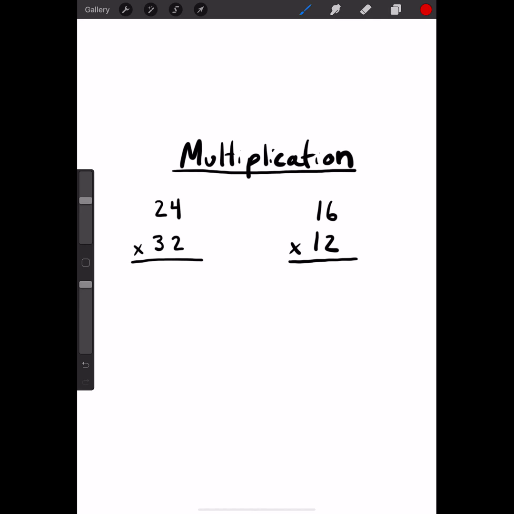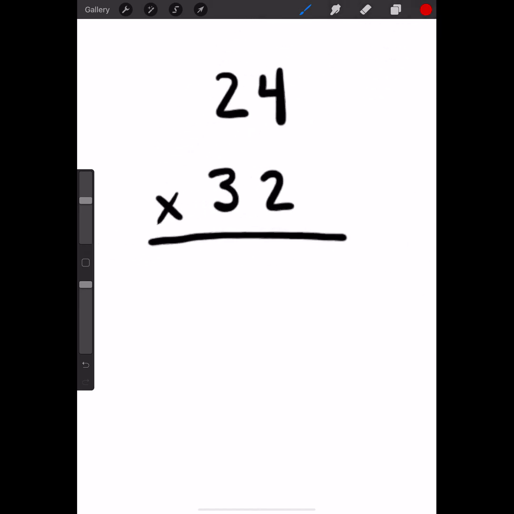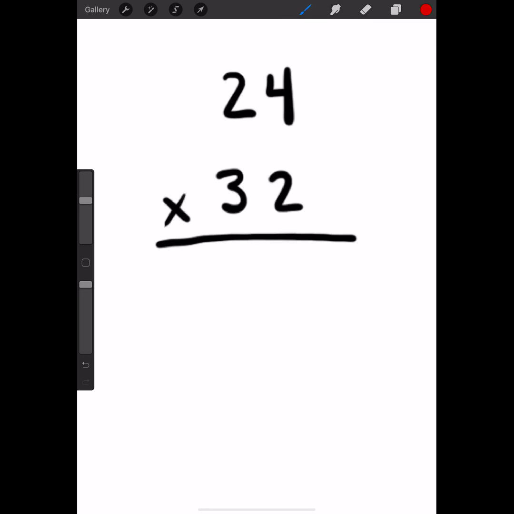Finally, the topic is multiplication. Multiplication is the unit that we most recently finished. People were doing quite well at this, but again, there are a couple of steps that we really need to remember.